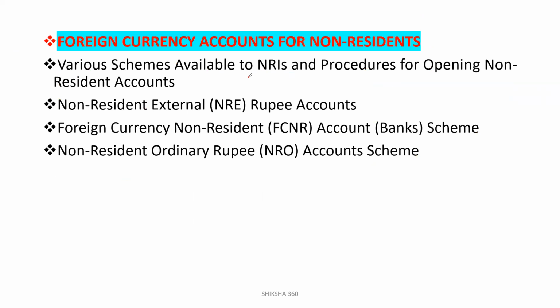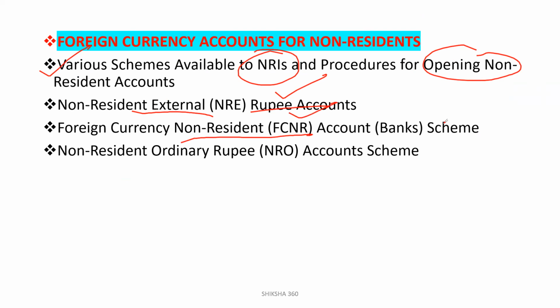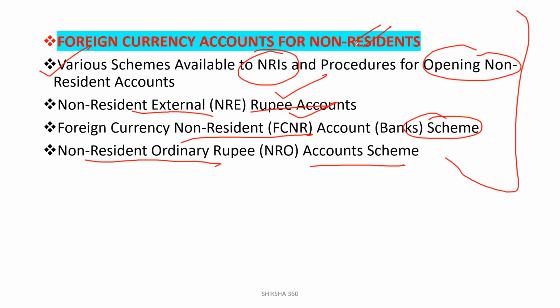Next, for the non-residents, what types of different accounts do we have to open? First one, that is various schemes available to the NRIs and procedures for opening non-resident accounts. First one, that is NRE, Non-Resident External rupee account. Second one, that is FCNR, Foreign Currency Non-Resident account bank scheme. Third one, that is NRO, Non-Resident Ordinary rupee account scheme. Okay, so these are all for the non-residents.